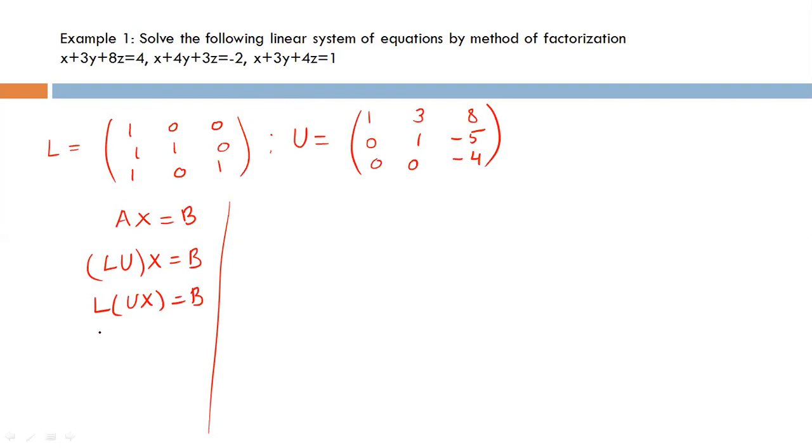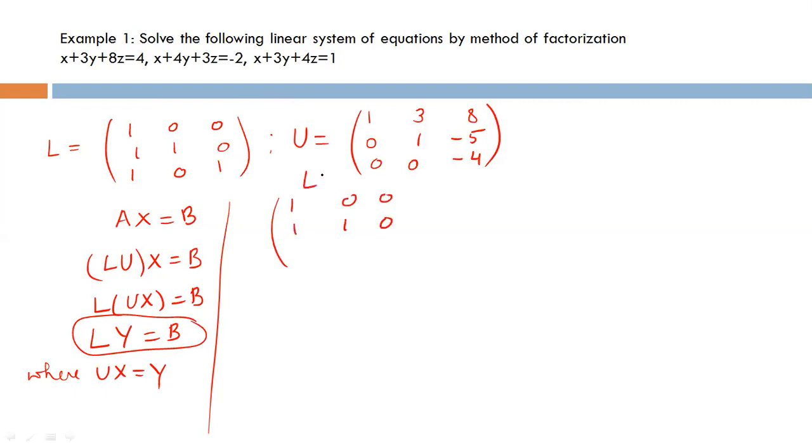I am going to suppose LY equal to B, where UX is supposed as Y. Now I am going to solve firstly LY equal to B. So the matrix L is 1 0 0, 1 1 0, and I am going to solve it, where Y is a column vector, Y1, Y2, Y3.